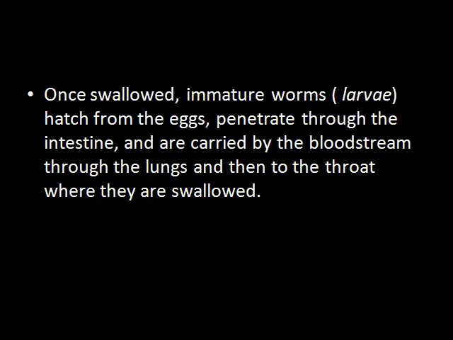Once swallowed, the immature worm called a larva hatches, penetrates through the intestine, is carried through the bloodstream to the lung, and through the throat it is swallowed and comes to the intestine. There it becomes an adult worm. Adult females again start laying eggs, which pass through the feces, and this is the cycle. The whole thing takes around 2 months.